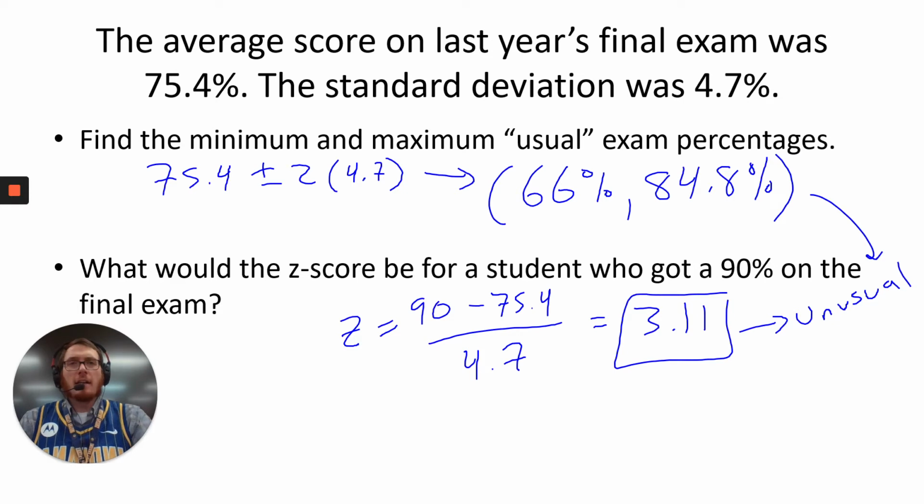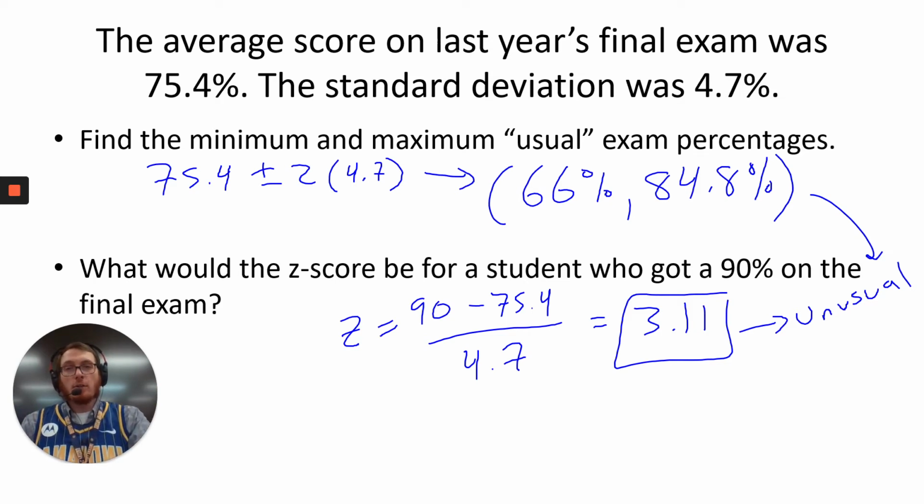So this says the average score on last year's final exam was 75.4%, with a standard deviation of 4.7%. Find the minimum and maximum usual values. Well, that can be found by taking the mean plus or minus 2 standard deviations. If I take 75.4 minus 2 times 4.7, I get 66. And do the same thing with plus, I get 84.8. So any point within that realm is going to be considered a usual number.